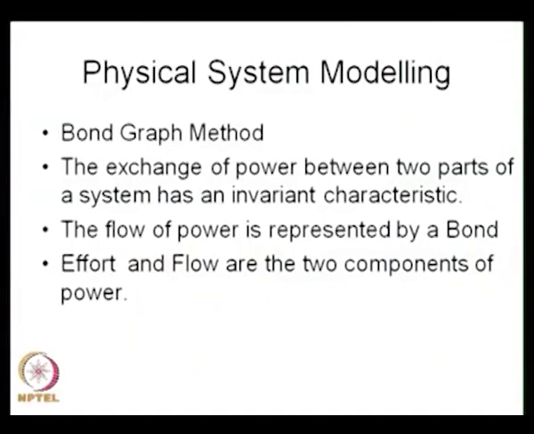So as I explained in the previous class, this discusses the exchange of power between two parts of a system. Whenever there is a dynamic behavior of a system, there is an exchange of power between elements. So we are trying to model this power transfer, or movement of power, or the transaction of power, and that is why sometimes it is known as the power Bondgraph method also. And here the flow of power is represented by a bond, which is drawn as a half arrow. The direction is represented by the arrow and the flow of power is represented by a bond. And as I mentioned, effort and flow are the two components of power.